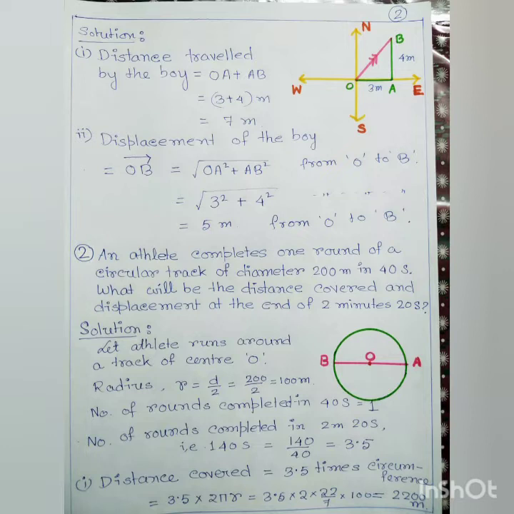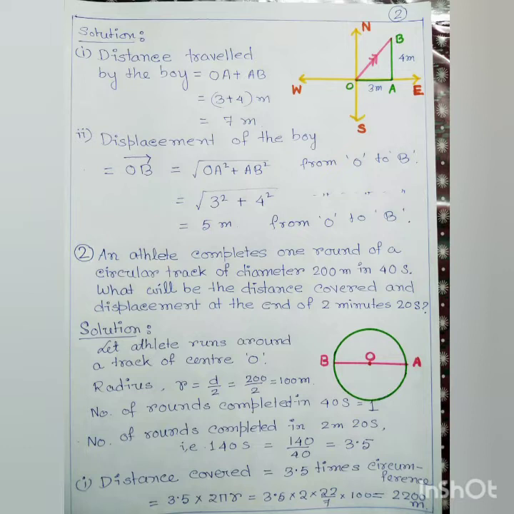So here displacement we can measure following the Pythagoras theorem, that is OB equals root over OA square plus AB square. Just substitute the value and OB will be 3 meter from O to B. Is it clear? Now let us discuss one more numerical.